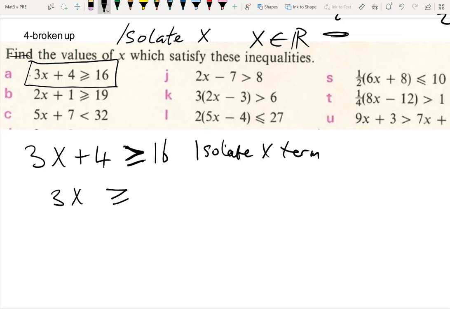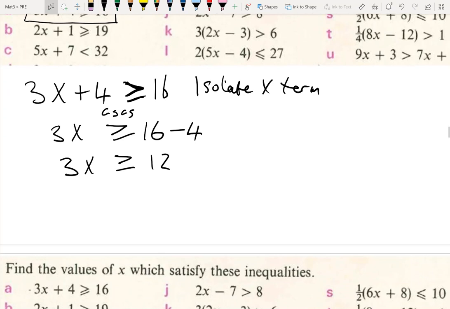Okay, so you're going to do change side, change sign. That's that transformation we spoke about, which turns it into -4. You get 3x is larger or equal to 12. Dividing by a positive is fine. The inequality stays the same direction.